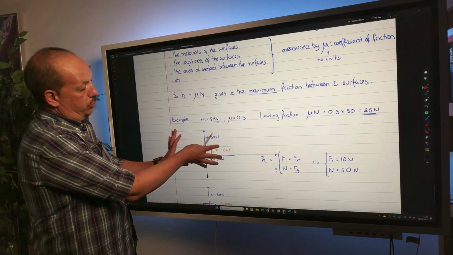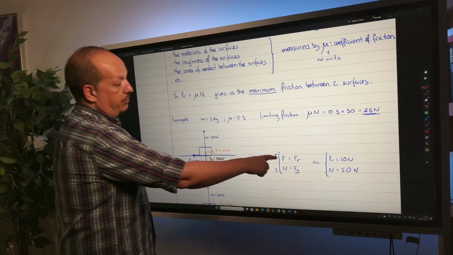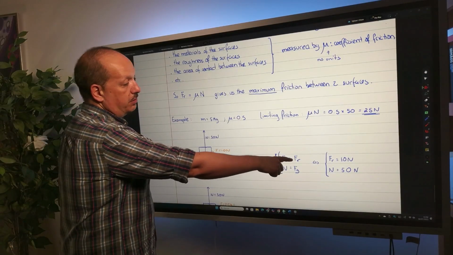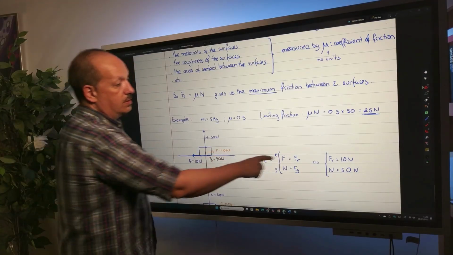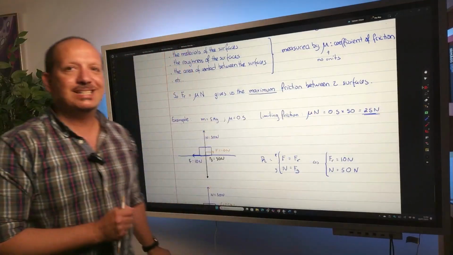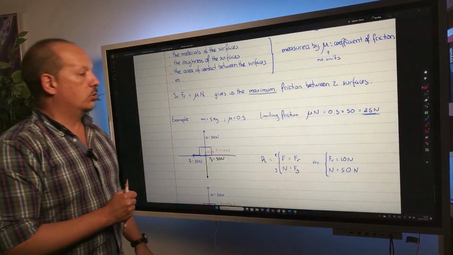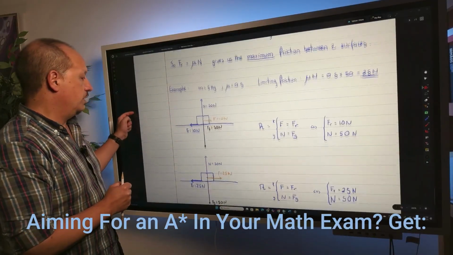So how would you translate this into maths? On the x-axis, you have the force equals the friction, but here the friction is just the 10 newtons. You don't apply that. This is just for reference, for you to know what is the maximum value of the friction. In the y-axis, the normal contact force equals 50 newtons.